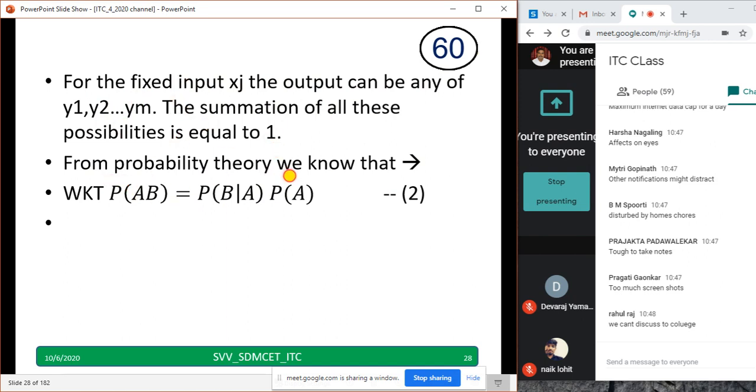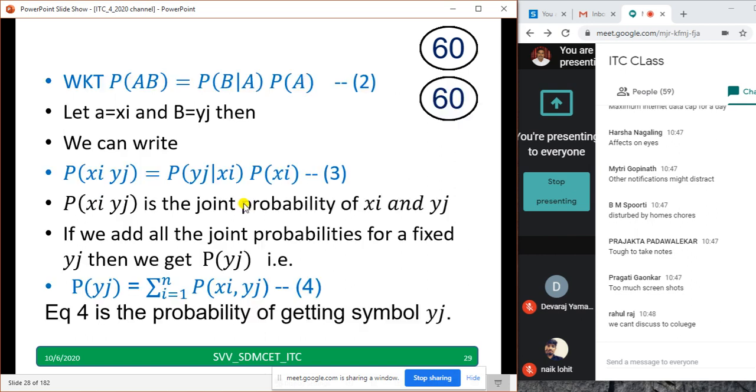From the probability theory, we know that probability of AB equals probability of B given A times probability of A. This we have discussed many times. Let us take the same equation, I am rewriting. Let A equal xi and B equal yj. Then instead of writing AB, I can write xy. Sometimes we use AB, sometimes xi. The same equation I am rewriting using x and y, and we use this in our discussion.